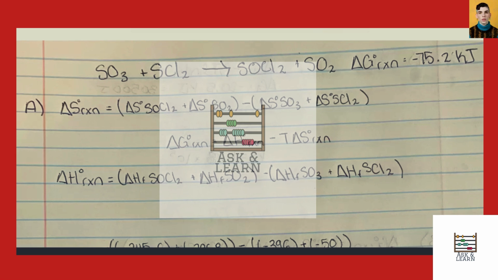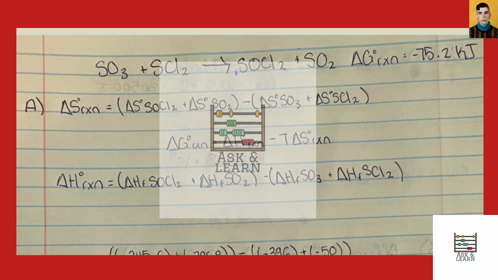Okay, so we are asked to find the standard entropy of SOCl2. The best way to do this would be to plug in the values we are given. We're given these standard entropies, and then find the delta S of reaction and use SOCl2 as our x and solve for that. So the first thing we want to do is find the delta S of reaction. Once we do that, we're going to be able to plug it into this. Let's call this equation 1. We'll plug it into equation 1, and we'll be able to solve for the standard entropy of SOCl2.